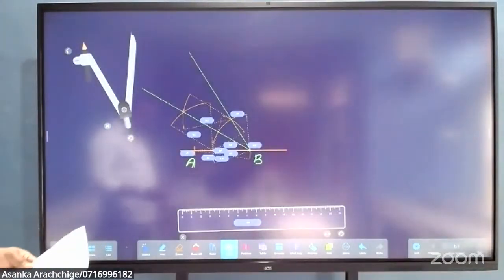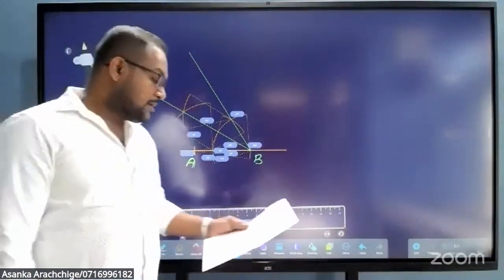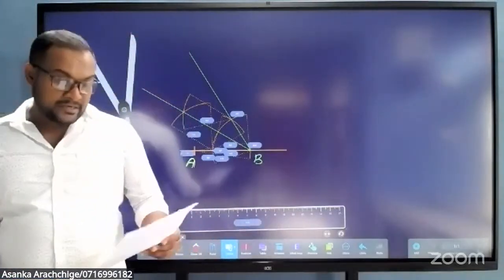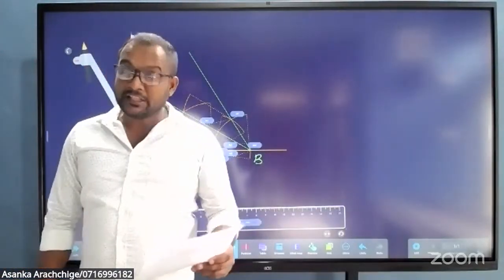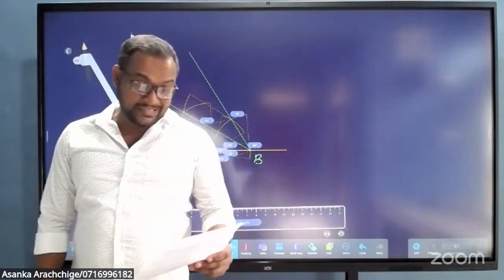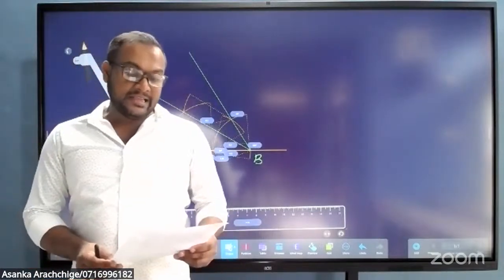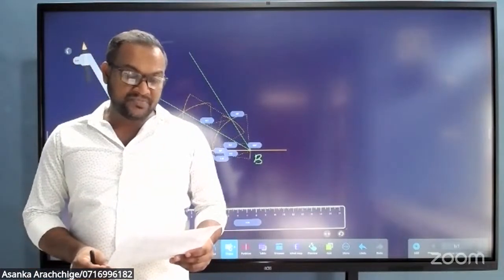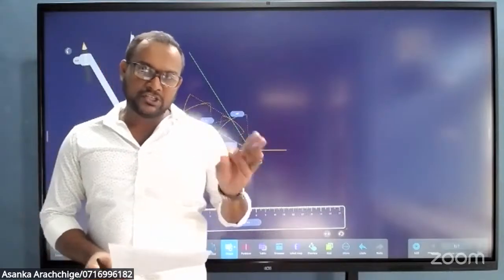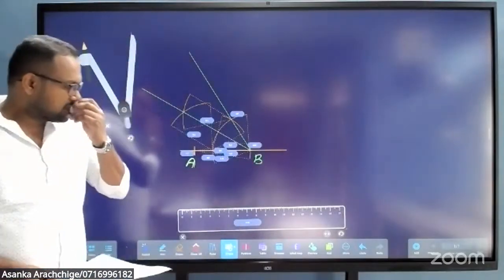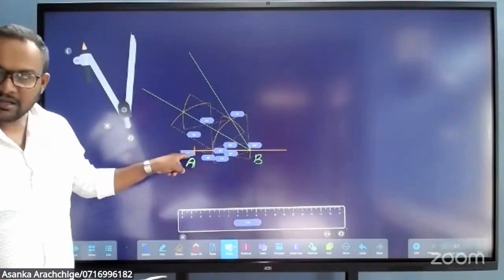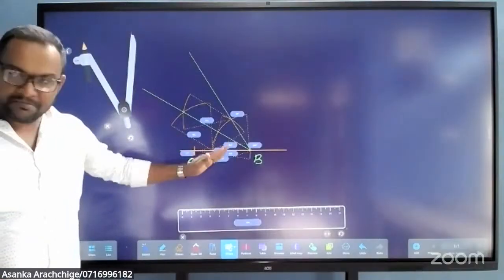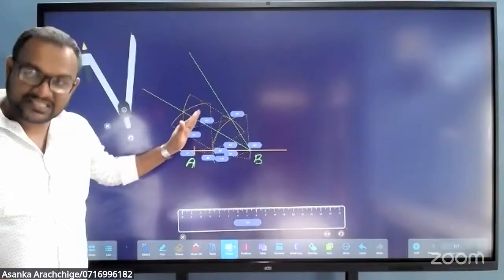Right. Then number 2. Construct the isosceles triangle ABC such that AB is equal to AC. Right. The isosceles triangle ABC. Already we got A and B and still we don't know where C is.